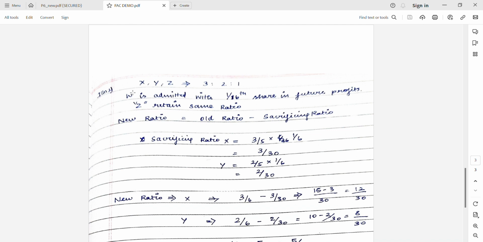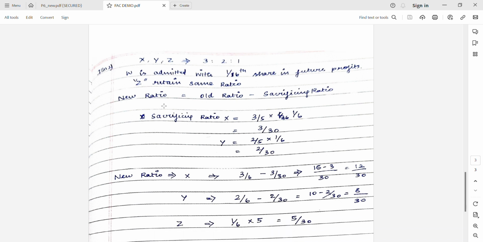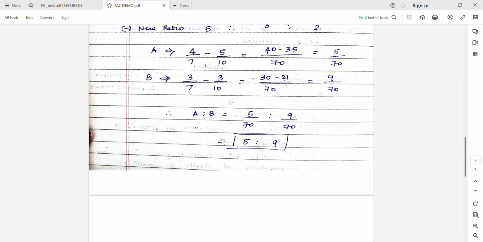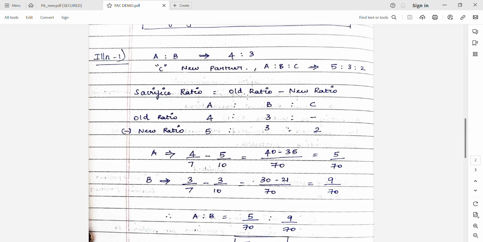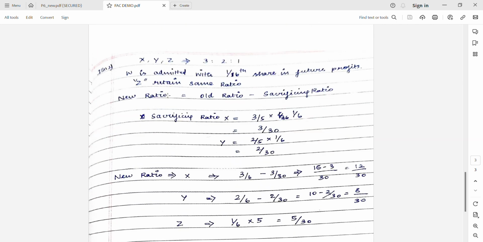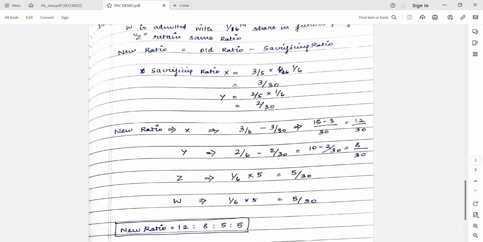So X, Y, Z are the old partners with 3:2:1 as the old sharing ratio. Now W is admitted with 1/6 share in the future profit. So Z retains the same ratio and will not sacrifice. I have written a note. What is the formula for the new ratio? It's simple: sacrifice is equal to old minus new, which means the new will be old minus sacrifice. So first we have to find the sacrificing ratio.